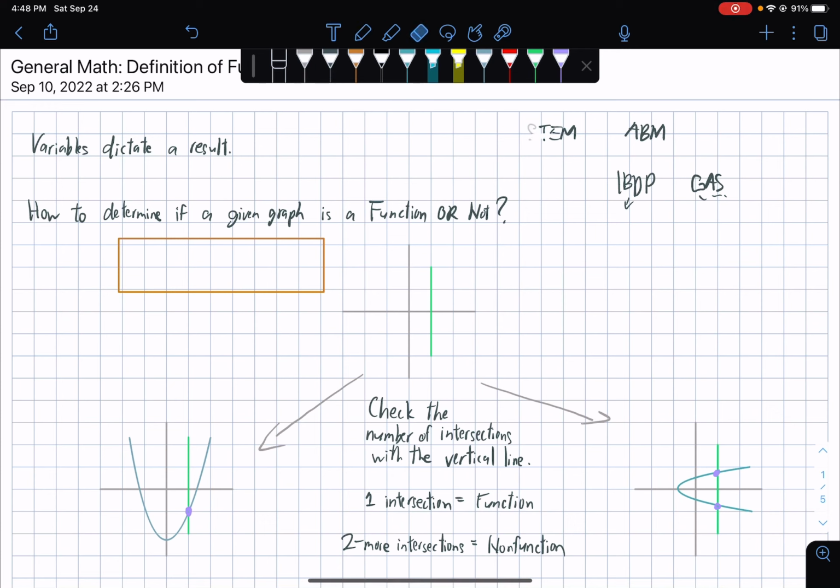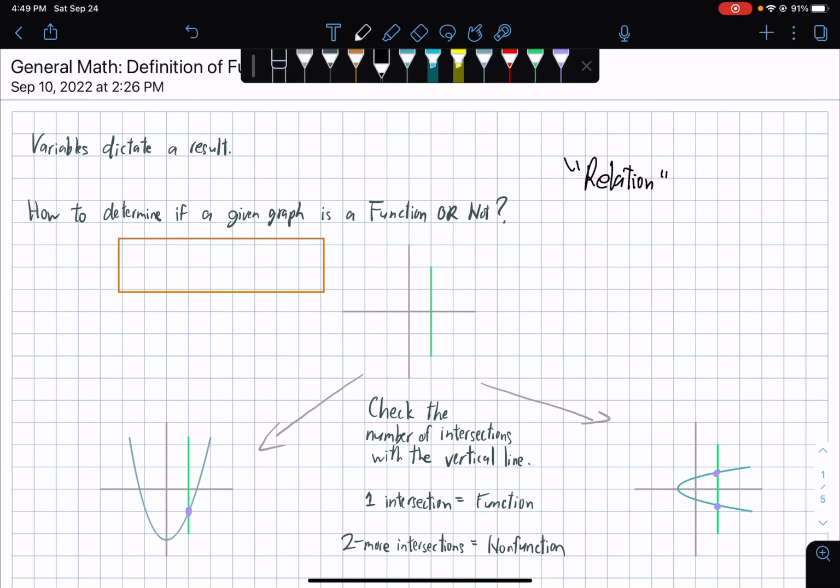So yeah, let's head to the actual topic of this video. So first thing we need to know is that variables dictate a result. So how do we determine if a given graph is a function or not? There's only one way to determine if a relation is a function or not. By the way, the word relation is a more generalized term of what we call functions, but not all relations are functions. That's something that we need to know.